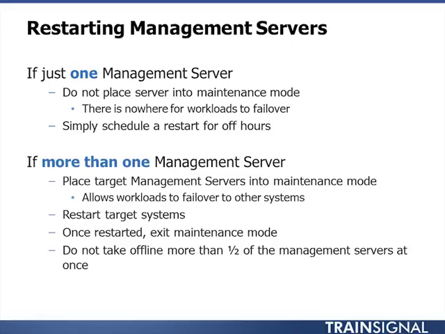If you have more than one management server, place the target management servers into maintenance mode so that you can allow those workloads to fail over to other systems. Then restart the target systems, the ones you've placed into maintenance mode. Once they're restarted, exit maintenance mode, but don't take offline more than one half of the management servers at a time. So basically what that means is you'll have at least 2 sets of servers you need to reboot. You'll put the first half into maintenance mode, allow the updates to happen and restart, bring them out of maintenance mode, then repeat the process with the second set of servers. And you can break this down into as many groups as you like, but at least 2.